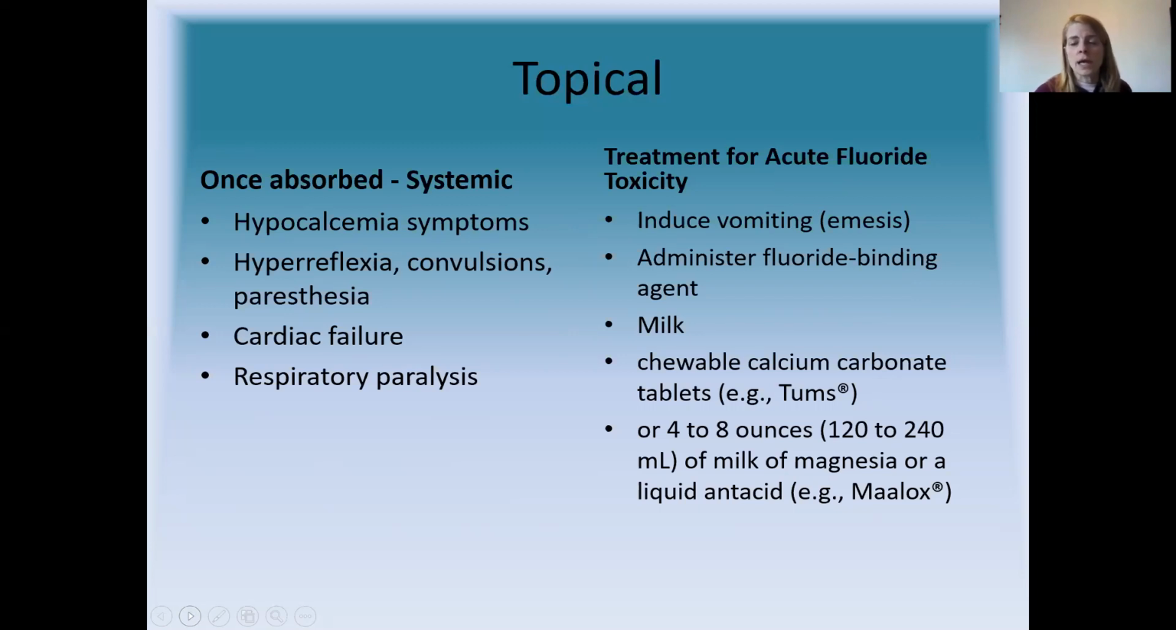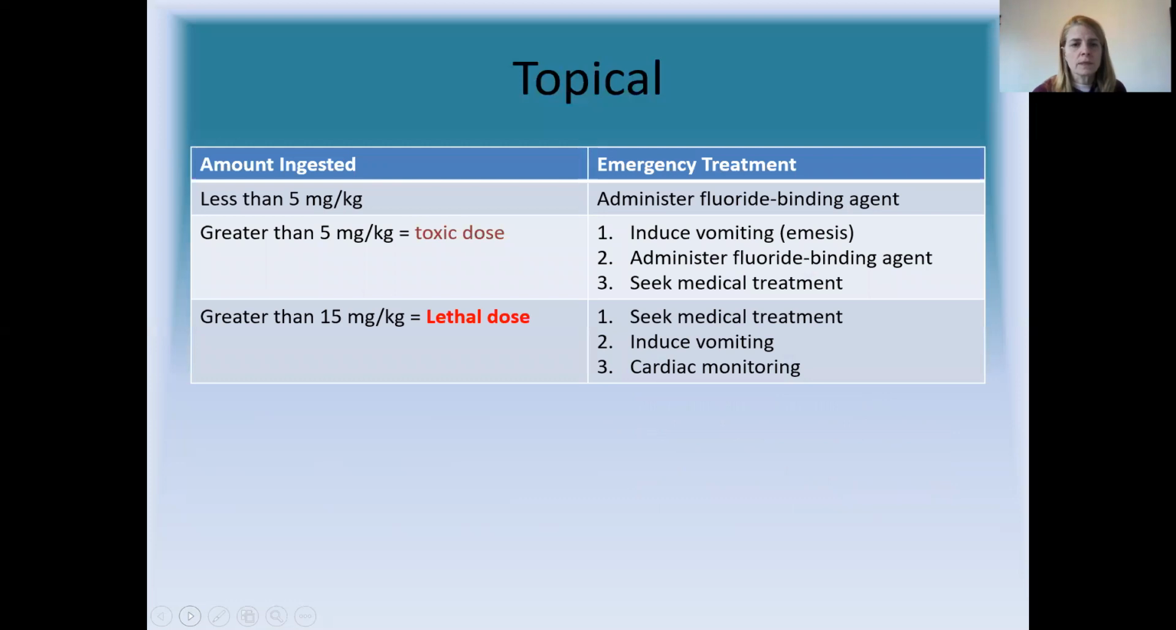You want to induce vomiting and administer something that's going to bind with that fluoride, so anything with calcium in it, calcium chewable tablets like Tums, or milk of magnesia, liquid antacid will work. Less than 5 milligrams, administer the fluoride binding agents. Greater than 5 milligrams could be a toxic dose. Remember, the adult toxic dose is 5 to 10 grams.